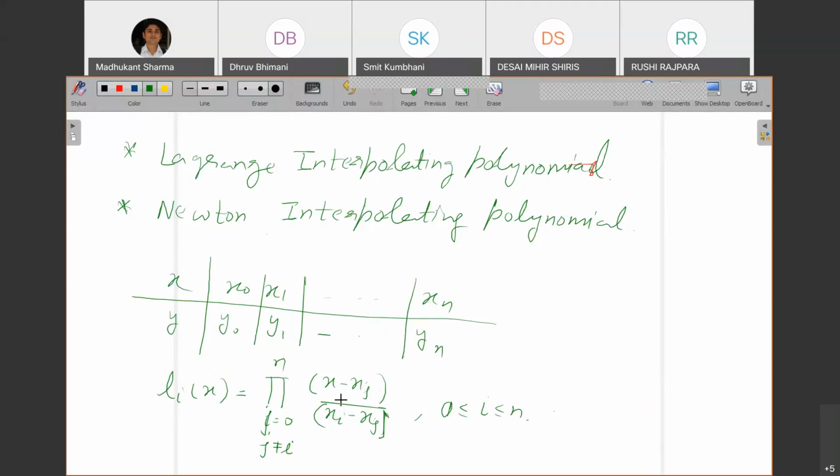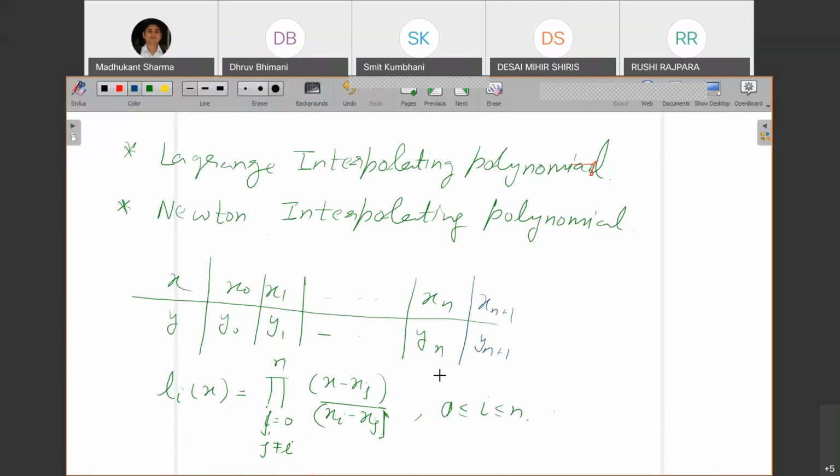Another drawback of the Lagrange interpolating polynomial is, suppose you are going to add one more point here, let's say xn plus 1 and yn plus 1. You are again going to identify Li of x. The cardinal functions obtained for the previous data cannot be used for this new data, even if you are adding just one point. Okay, it's not a recursive form, so you cannot use the previous computation.